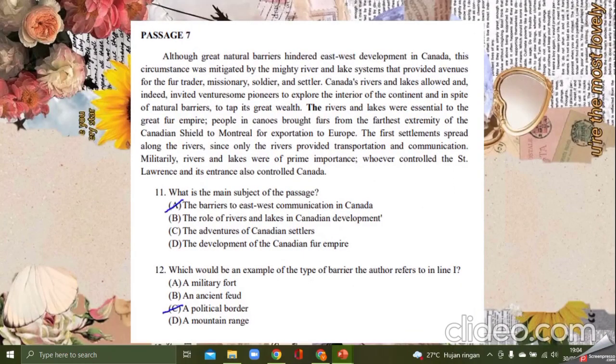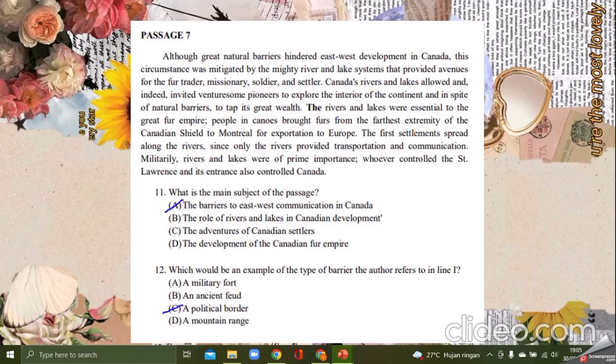Passage 7. After the English defeated the French in Canada, this circumstance was mitigated by the river and lake system that provided avenues for the explorer, soldier, and settler. Canada's rivers and lakes allowed Indians to invite them to become pioneers and explore the interior of the continent. The rivers and lakes were essential to the great fur empire. Furs could be procured from the furthest extremity of the Canadian Shield to Montreal for exportation to Europe.